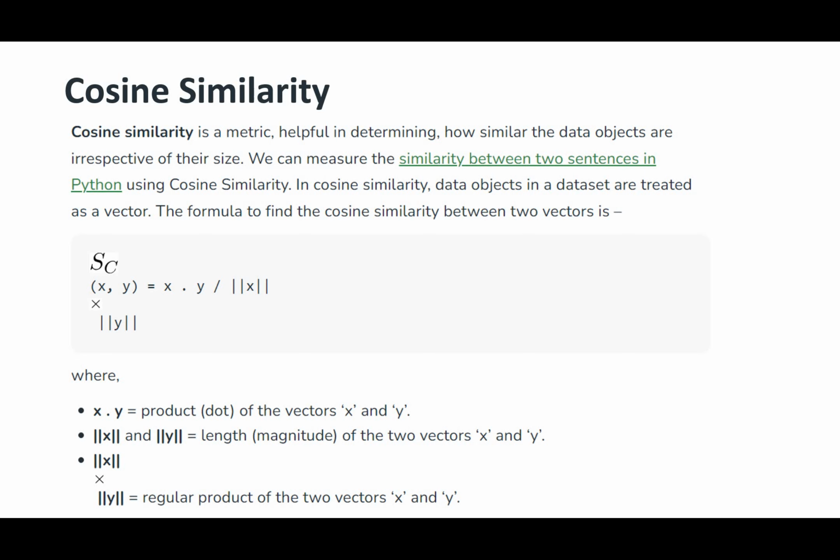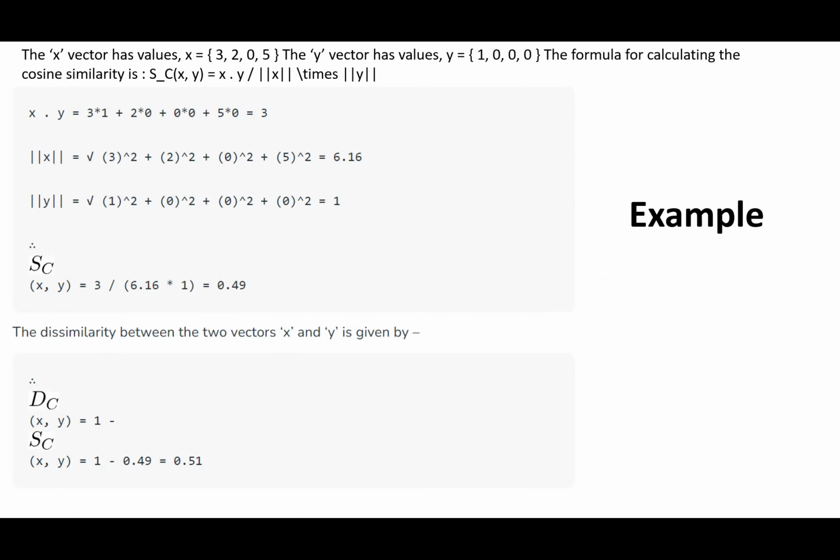You can see this formula here. This is the cosine similarity formula: x dot y divided by the magnitude of x times the magnitude of y. This is the overall formula for cosine similarity. Now we'll see an example. There is an x vector with values 3, 2, 0, 5, and a y vector with values 1, 0, 0, 0.